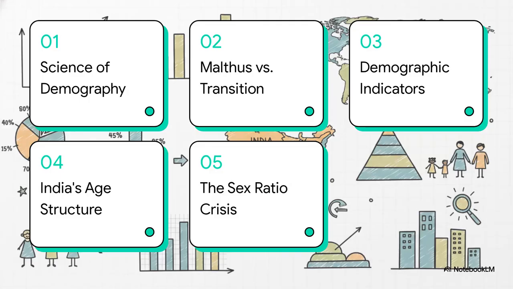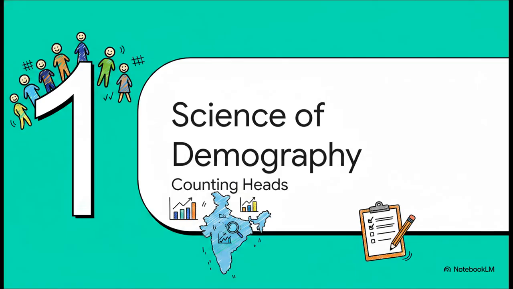So here's our roadmap for today. We'll quickly cover the science of demography, Malthus versus transition theory, key demographic indicators, India's age structure, and finally, the sex ratio crisis. Okay, part one, the science of demography, counting heads to understand hearts.